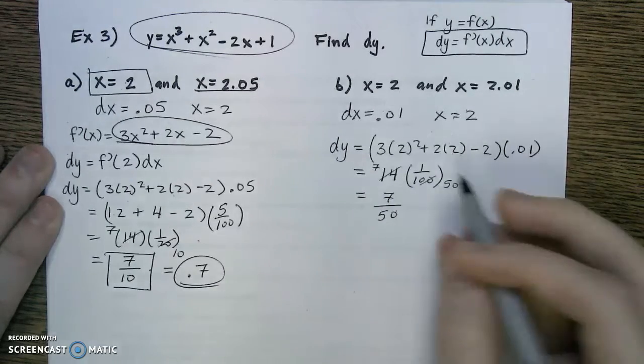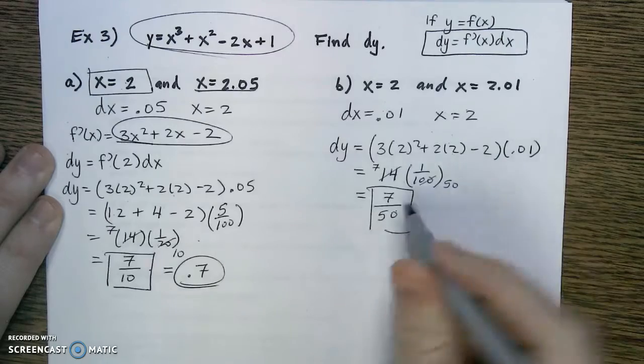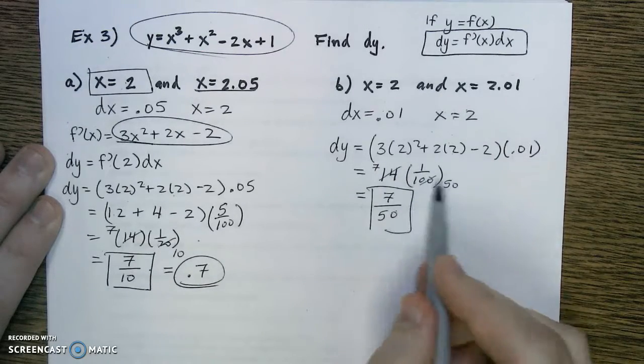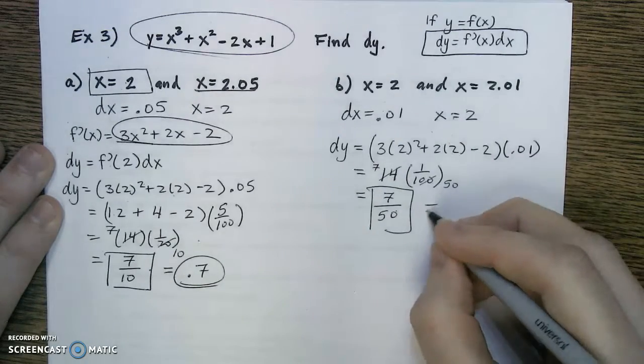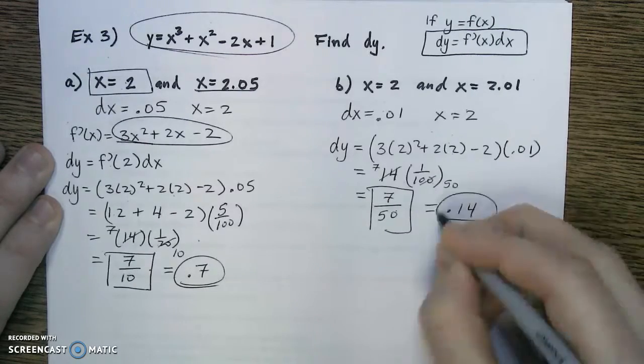If I write that as a decimal, then I would go back to looking at 14 over 100, which is 0.14, if you want to write it as a decimal.